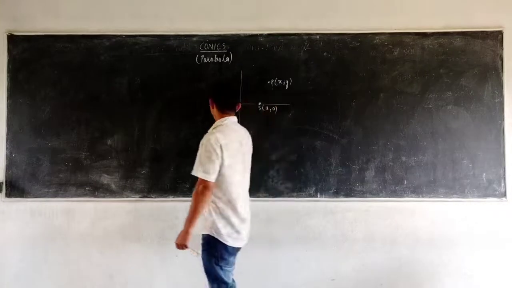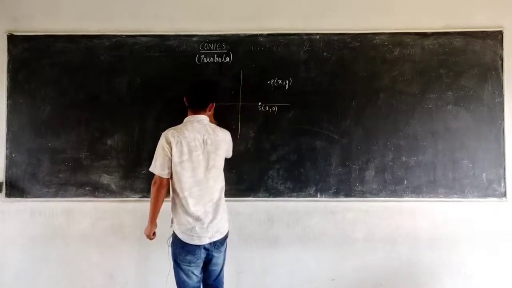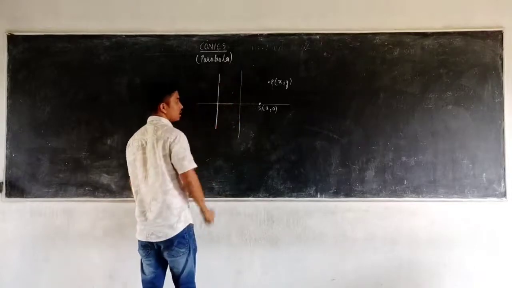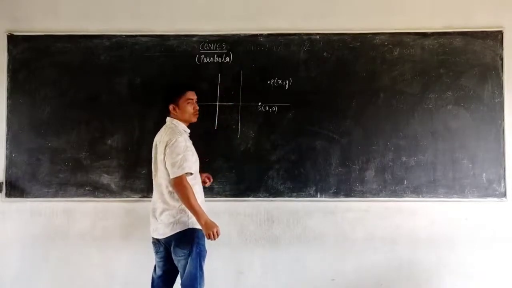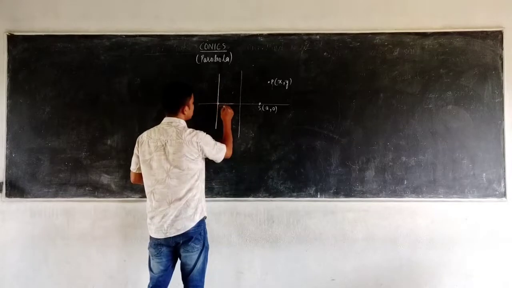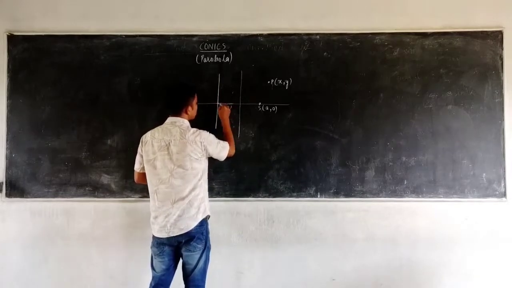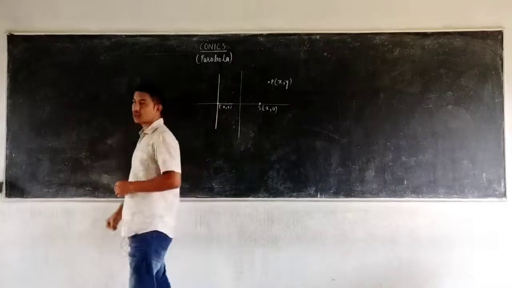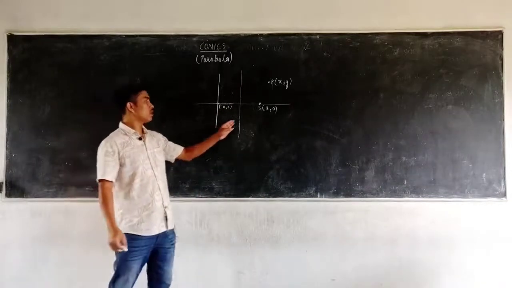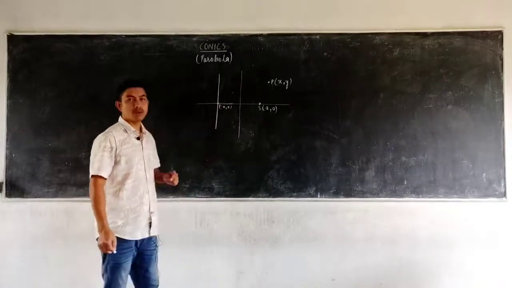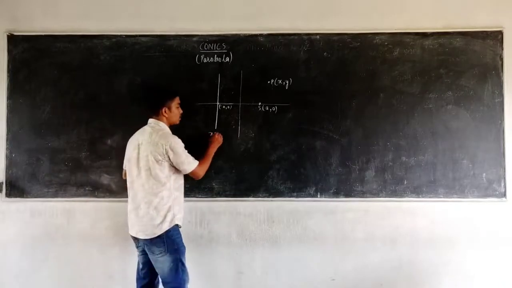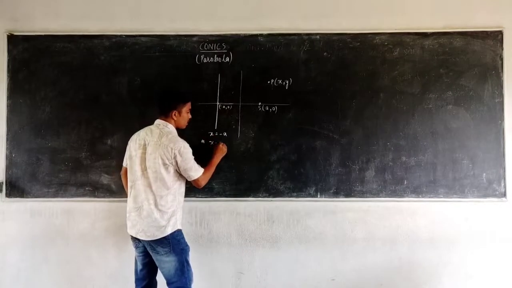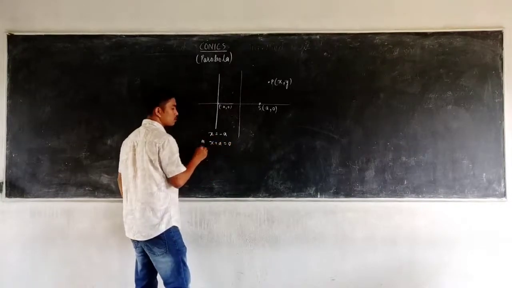I also consider one straight line which is at a distance of a units, parallel to the y axis. So here it is minus a comma 0. What will be the equation of this line? You have already learned the equation of a straight line in class 10. The equation of the line parallel to the y axis and passing through the point minus a will be x equals minus a, or simply x plus a equals 0.